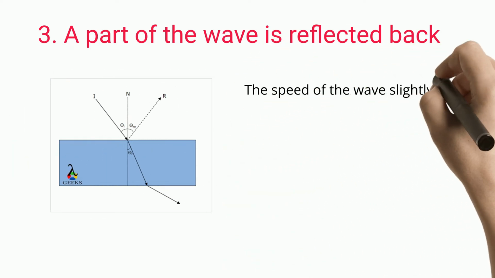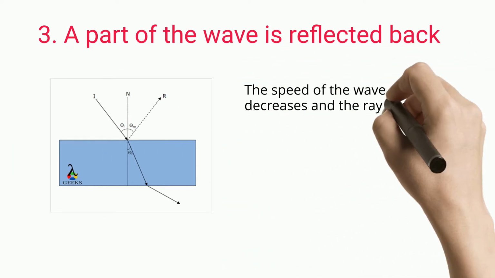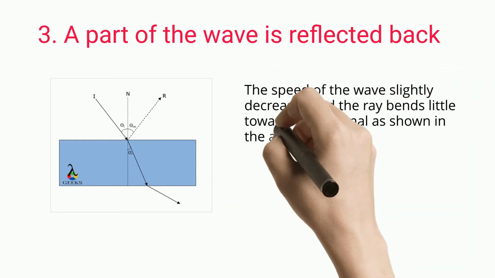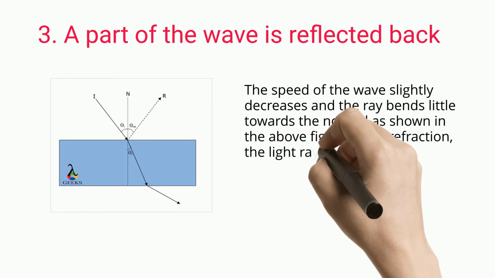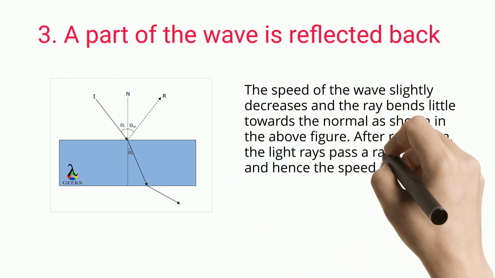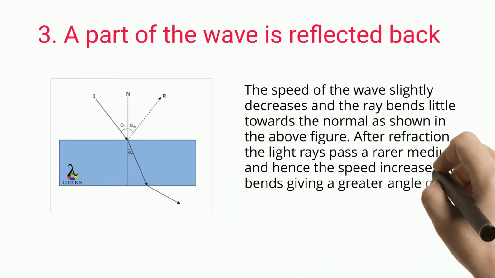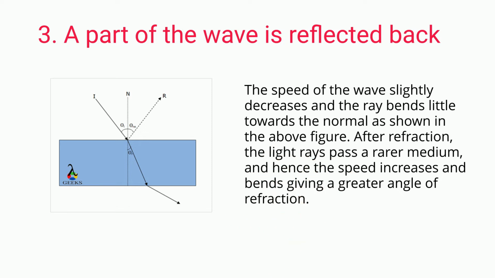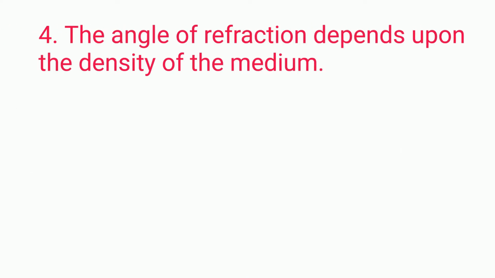The speed of the wave slightly decreases and the ray bends a little towards the normal as shown in the above figure. After refraction, the light rays pass into a rarer medium, and hence the speed increases and the ray bends, giving a greater angle of refraction. 4. The angle of refraction depends upon the density of the medium.